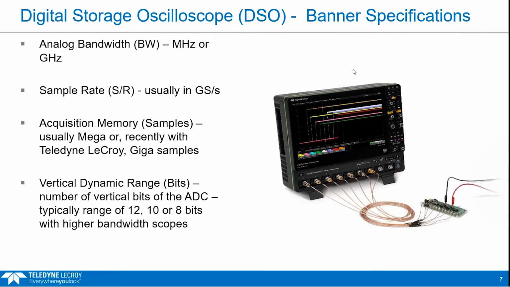To begin here, this is on digital storage oscilloscopes. There are some banner specs that I'm highlighting, and this is actually a scope that I have on my desk right now. All scopes have analog bandwidth. All scopes are specified with their maximum sample rate. They also have maximum memory, and there's also the dynamic range. What is the ADC? Is it 10, 8, or 12 bits within the scope?